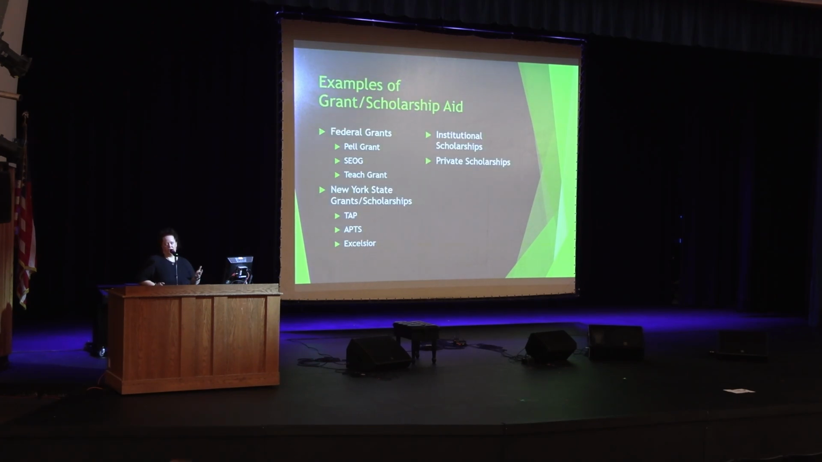So, examples of grant and scholarship aid. Federally, Pell is the one that most people have heard of. That is determined by the FAFSA if you're eligible. SEOG is kind of an addition onto Pell. It's a federal grant, but it's based through each campus, so different campuses have different allotments. Depending on the school you apply to, if you're offered SEOG at one school, you may not get it from another school, and that's based on how much they have. The only requirement for SEOG is that you're eligible for Pell.